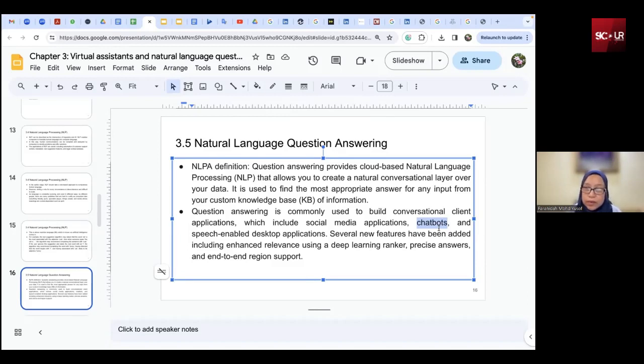Turnitin will show you whether you're taking from ChatGPT. And we have software that can detect which source your information is taken from, that kind of thing. Several features have been added, including enhanced relevance using a deep learning ranker, precise answers, and end-to-end region support.